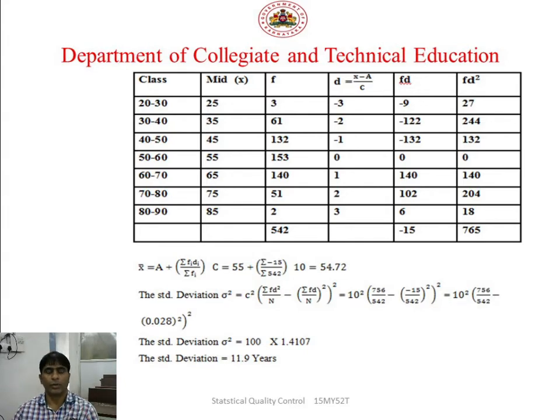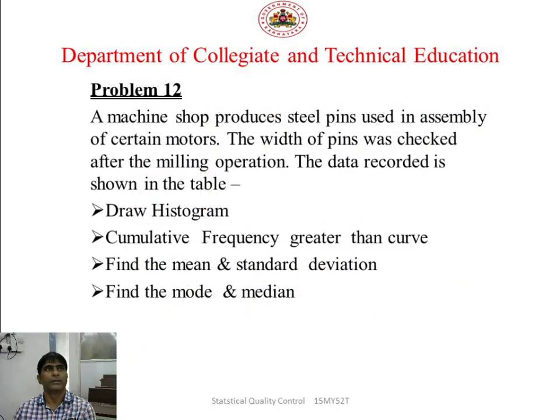So moving on to the next problem. So we are having a problem. A machine shop produces steel pins used in assembly for certain motors. The width of the pins was checked after the milling operation. The milling operation is performed on the pins. The data recorded is shown in the table. Okay, so he has given a table.